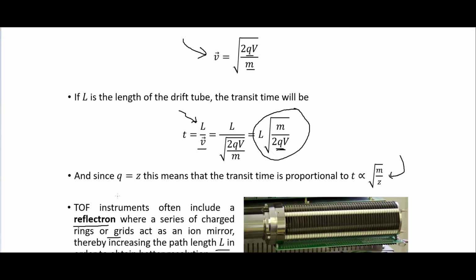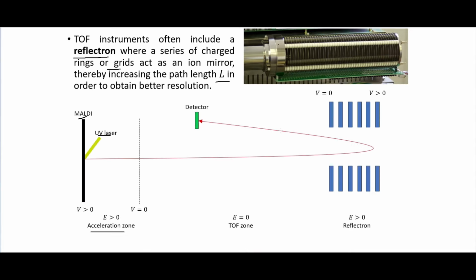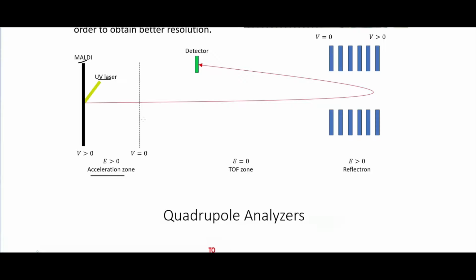So the time of flight is going to be based on the mass, as we saw here. And so they're accelerated. And then we want a large time of flight zone, because the longer they're in the time of flight zone, the more they're going to separate, because they're going to have this small difference in their velocity. And so as you allow it to travel for a long time with these small differences in velocity, you're going to get more separation.